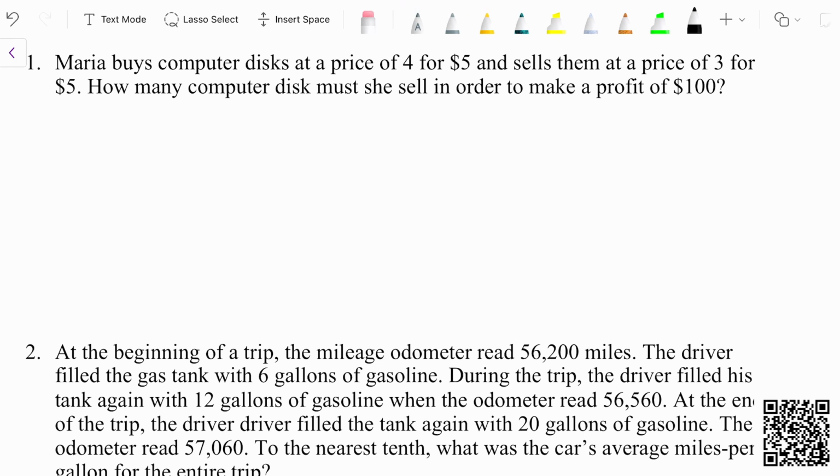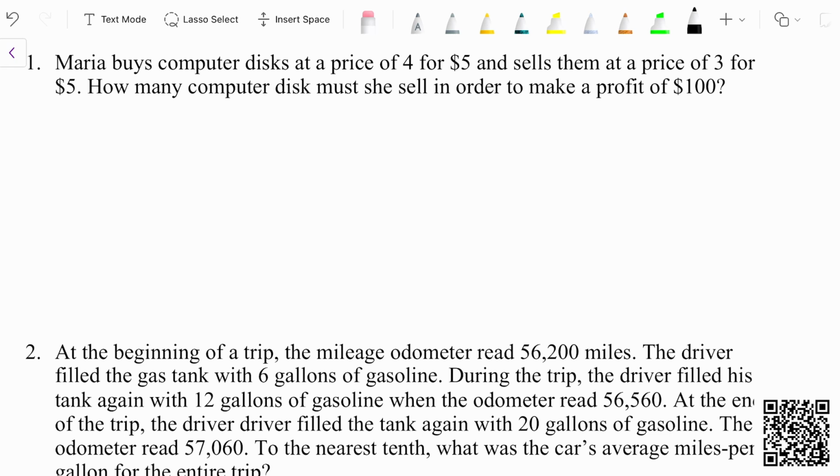Today's first question is: Maria buys computer discs at a price of $4 for $5 and sells them at a price of $3 for $5. How many computer discs must she sell in order to make a profit of $100? So basically, we can calculate how much she is charging for one disc versus how much she bought them for, and then see how much net profit she makes from each disc, and then use that to divide.